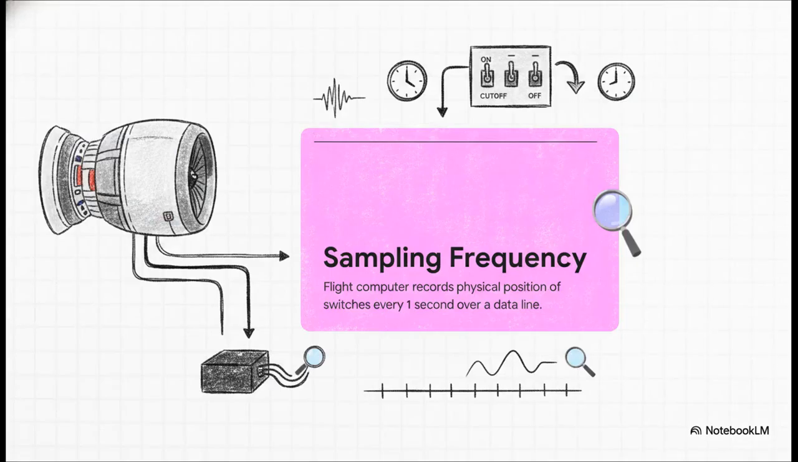Theory 4 suggests the engines just failed on their own and the switches were never touched. Well, actually scratch that. The 787 has a dedicated data line that checks and records the direct physical position of those cockpit switches every single second. That's the sampling frequency. The black box definitively recorded the switches moving to the cutoff position. Because this is a physical, mechanical reading, there are no software tricks here. The switches absolutely moved. Theory 4 is completely eliminated.